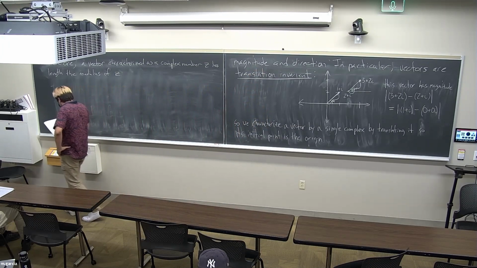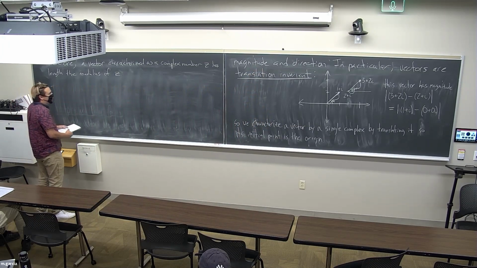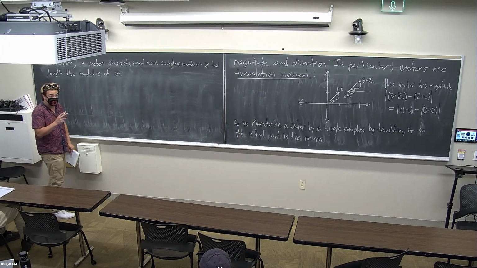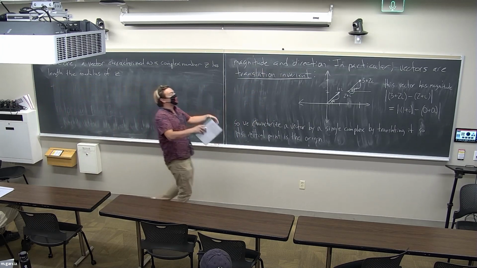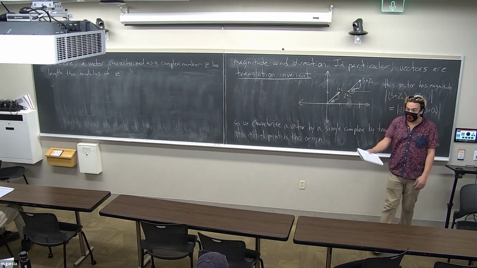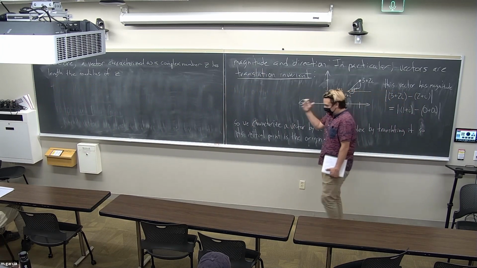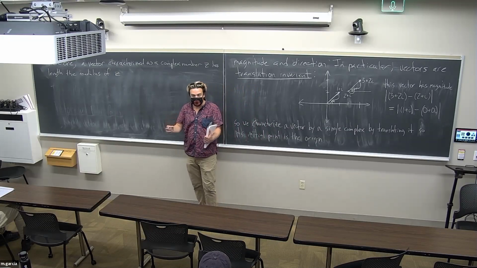So let us remind ourselves how to add vectors together. Let me give you a broad view of what we're actually doing. We're building this correspondence between complex numbers and vectors. And what we would like is to have as much of the same structure between those two things as possible.